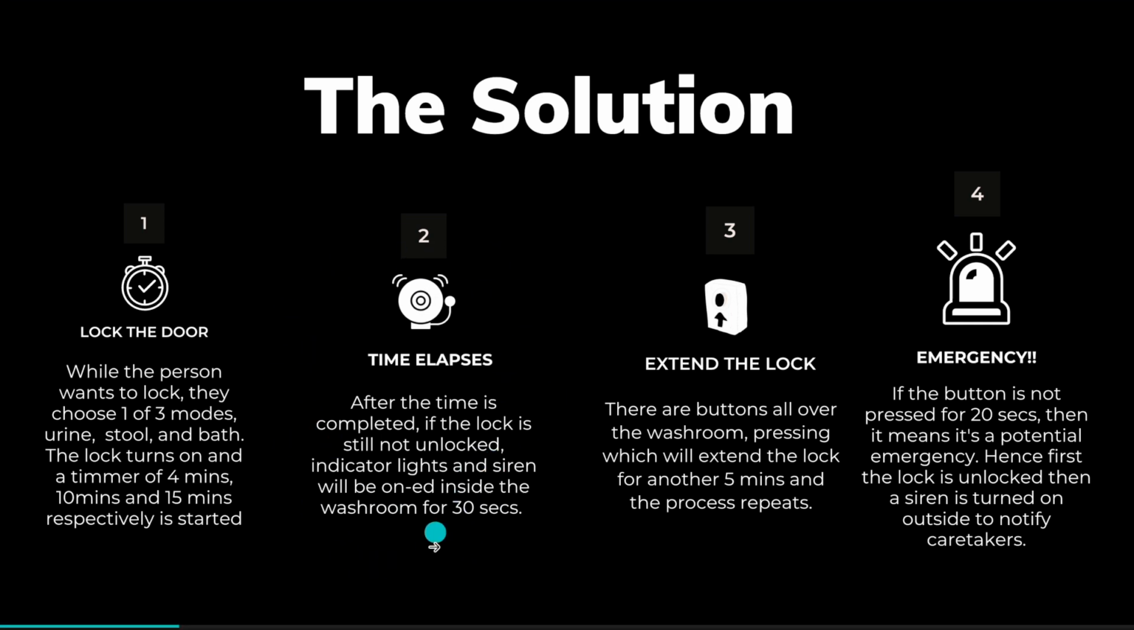In case they press the button, then they'll get a 5-minute extension for the lock, and after 5 minutes, the same process will repeat. The alarm will again go off. They can keep pressing until they want to be done with it.